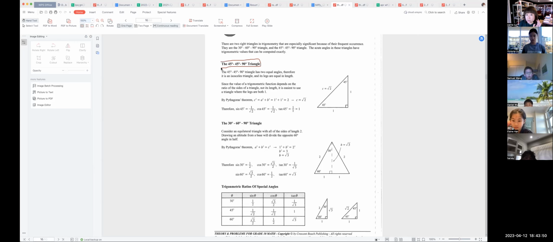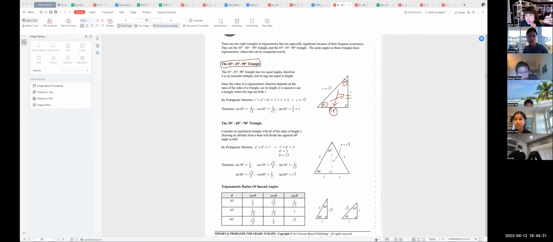The first one is the 45, 45, and 90 degrees triangle, which we can also call a right isosceles triangle. Which two parts are isosceles? This one and this one, because these two angles are 45 degrees. So the opposite sides are also equal to each other. When the angle is the same, the side they're facing is also the same. Understand, Victoria?